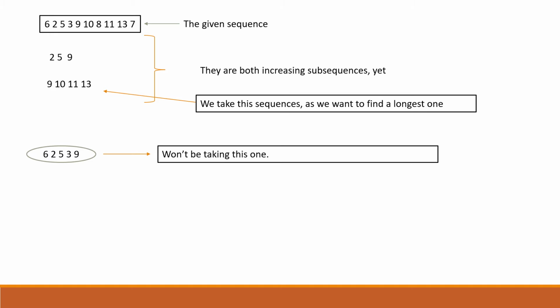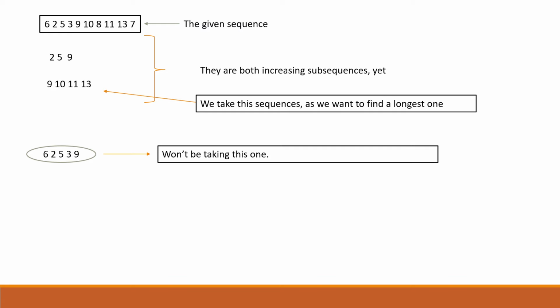Okay, so the given sequence we can see is 6 2 5 3 9 10 8 11 13. From this sequence, we are taking two subsequences. One is 2 5 9. We can see that it is following the order. Also, it is increasing. The next one is 9 10 11 13. It is also increasing. So both of them are increasing subsequences. But we take the second one. And why is that? Because we need to find the longest one. Since this one is the longest and the other one is not, we are going to take the second one.